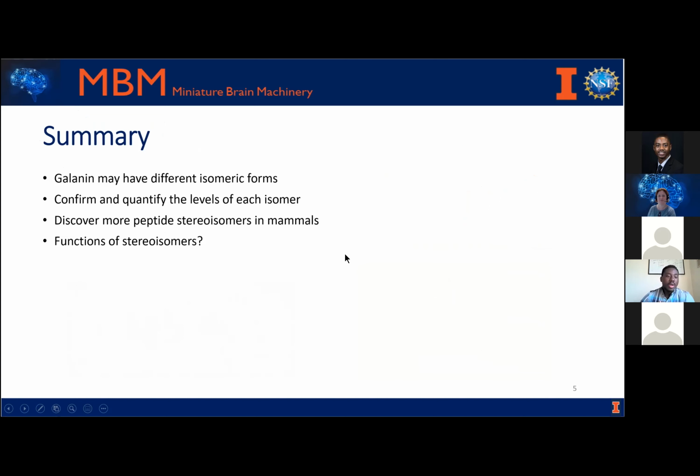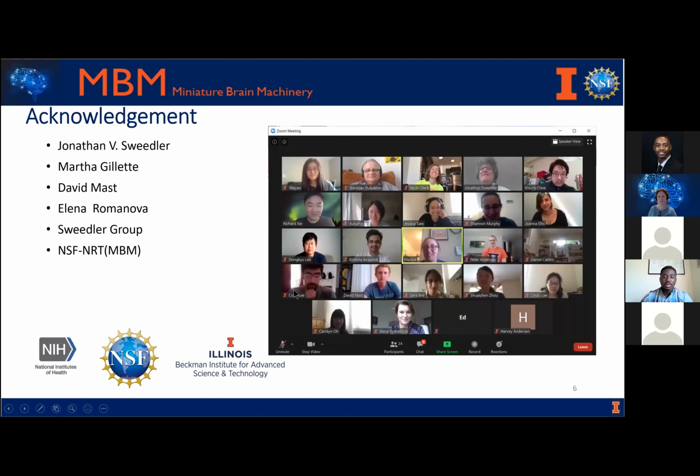So in summary, we have observed that galanin may occur in different isomeric forms, so it becomes necessary to quantify the levels of these isomers if indeed they are present. And if they are present, what are the functional roles of these different isomers? It becomes interesting to ask some questions about the functions of galanin. And we also try to extend these techniques to discover several other peptide stereoisomers in mammals. Thank you.